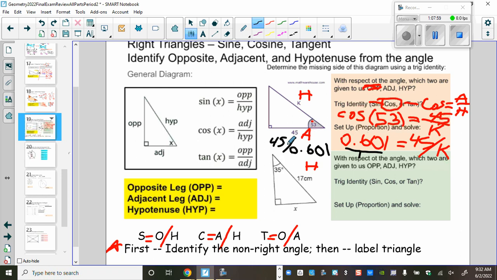Anybody try that real quick? 74 point something? 74 point. We'll say 74.9. I'm just rounding to 1 decimal, but you're right. This is okay. You know why? Is this length longer than the 45? Then you're good. You got it.